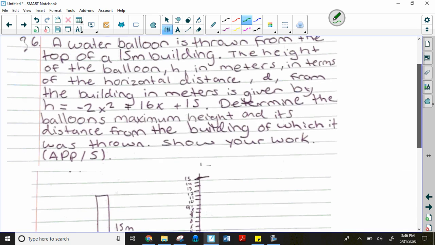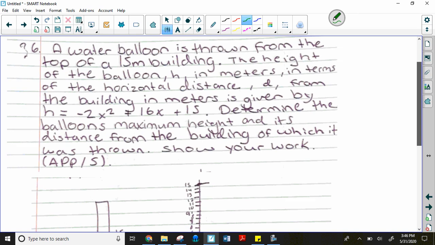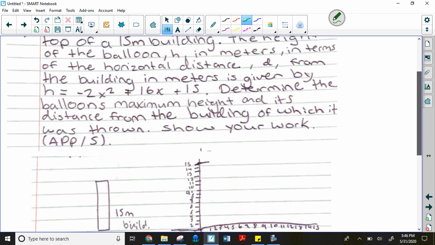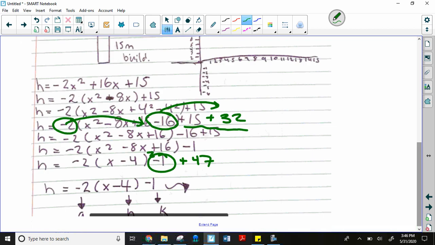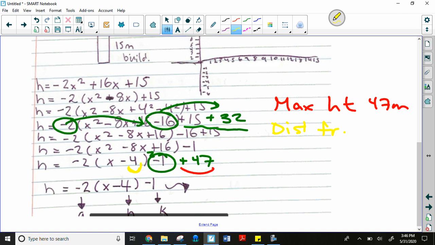So what does this question want to know? Determine the balloon's max height and the distance from the building for which it was thrown. Show your work. So the distance from the building is this 4 meters, and the maximum height is the 47. So max height 47 meters. Distance from building: it's just like when it was 47 meters high, it was 4 meters away from the building. You pretty much shot this straight up into the air. From building is 4 meters.